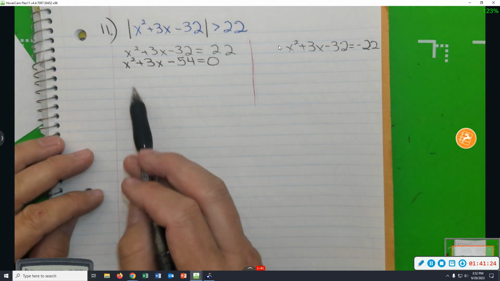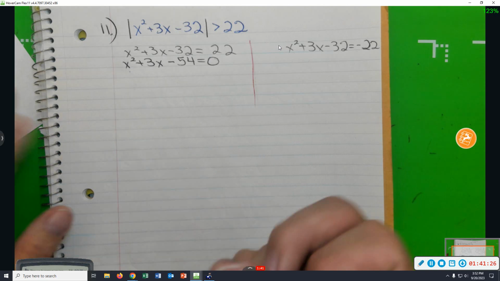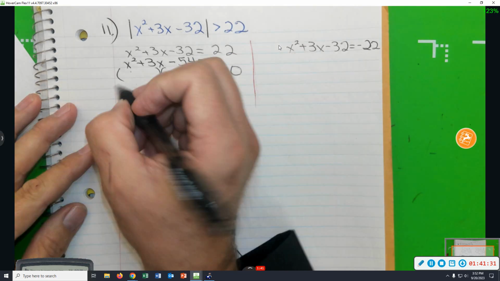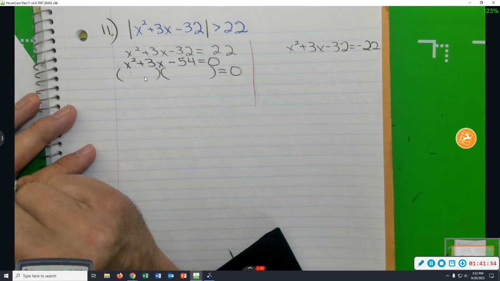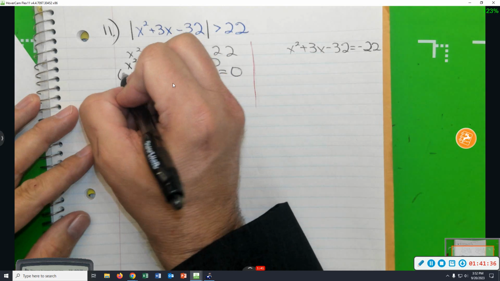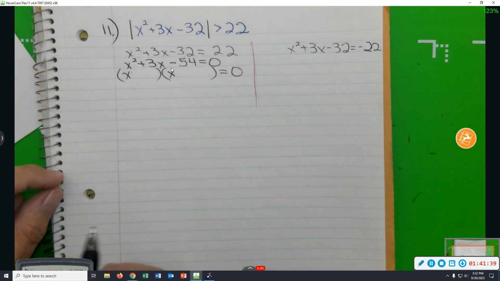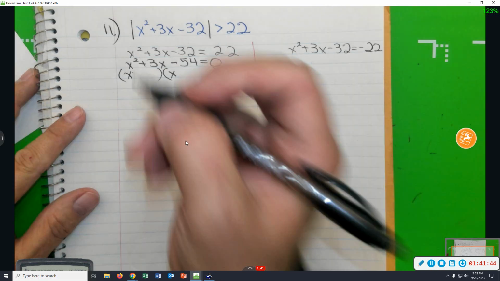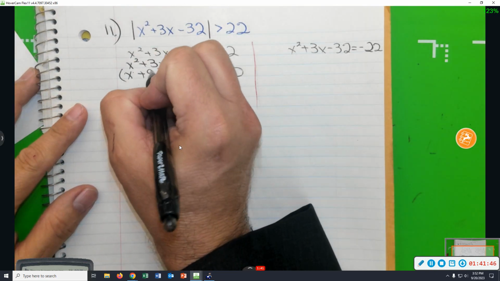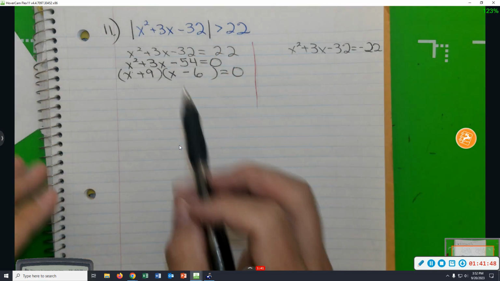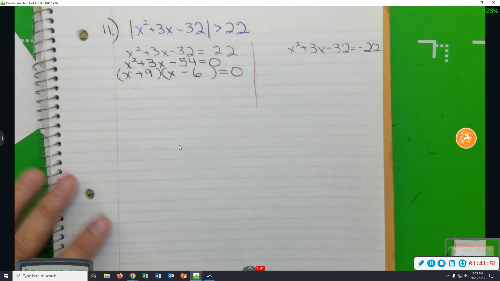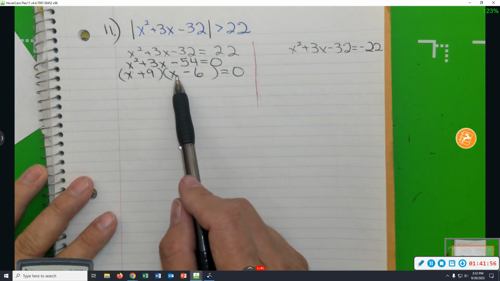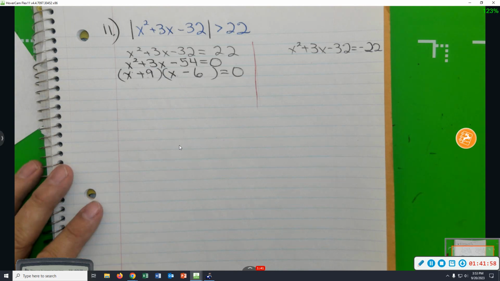Notice at least they're being nice. They're giving us simple trinomials. So x squared, x times x. What do we know about the signs? Positive and negative. I know y'all want to get out of here, so I'm going to just do it for you. A plus 9 and a minus 6. Positive 9 times negative 6 gives us the negative 54. Negative 6x plus 9x gives us the positive 3x.